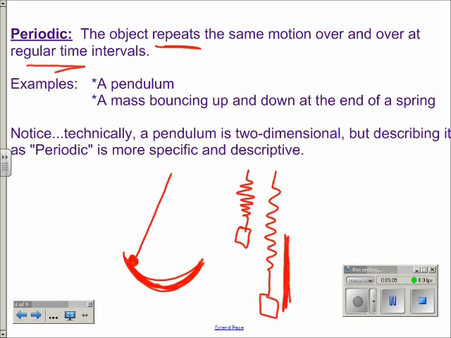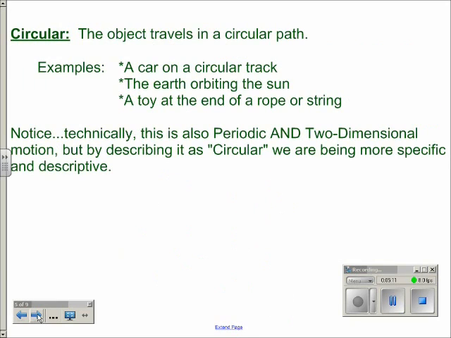and then the third one is circular motion, which is pretty self-explanatory. It's an object traveling in a circular path. So examples would be a car driving around a circular path, the Earth orbiting the sun, or the toy at the end of a rope or a string. If you imagine letting a yo-yo drop to the end of the rope and then just whirling it around and around and around, then it's traveling in a circular path.